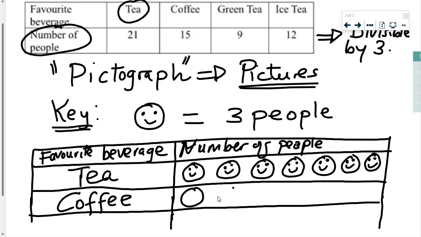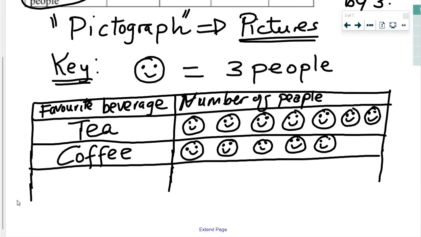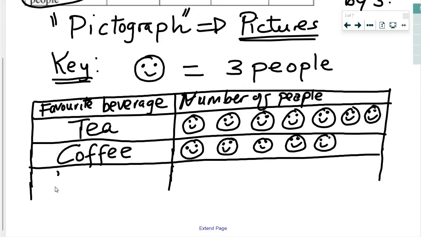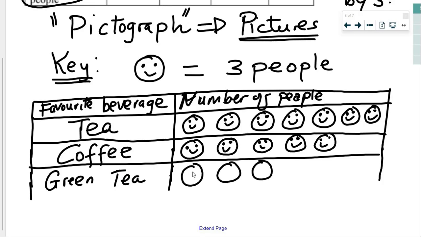So go ahead drawing 5 of these. 1, 2, 3, 4, 5. You see that? Then you go for green tea. You do 9 divided by 3 equals 3. So you do 3 symbols. That is green tea. So you write here green tea. And you make 3 symbols.